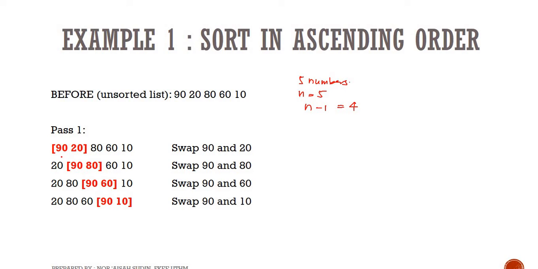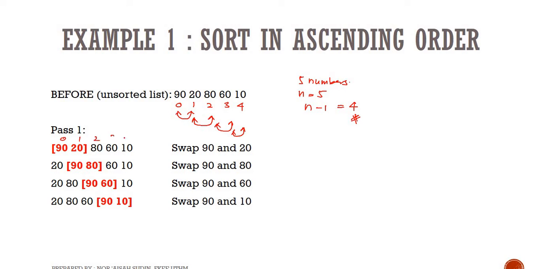We need to compare the adjacent elements from the index. See here, we have index 0, 1, 2, 3, 4. So we need to do comparisons between index 0 and index 1, index 1 and index 2, index 2 and index 3, and index 3 and index 4. That's how we get the number of comparisons. If there are 6 numbers in the list, you need to do 5 comparisons. If you have 10 numbers in the list, you need to do 9 comparisons.